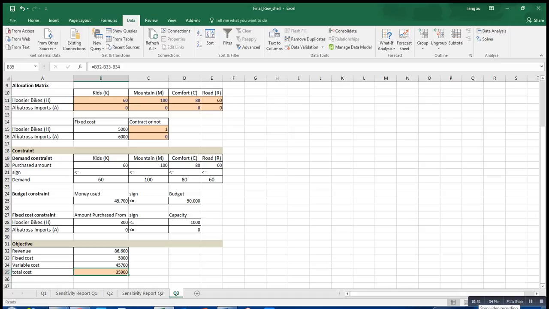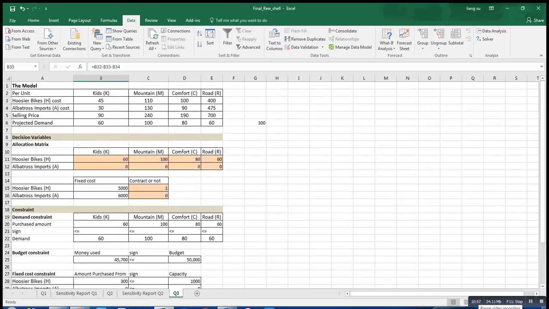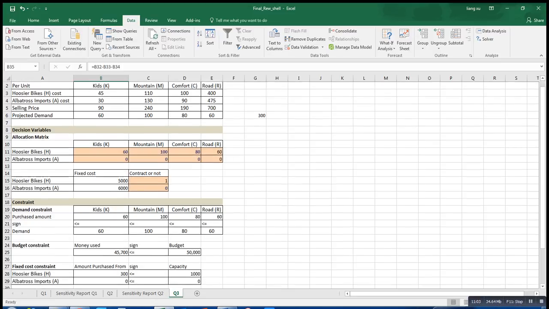So that's all for this model. This is a relatively complex model, so if you can understand and solve this problem, you should feel great. And I will see you on Wednesday.